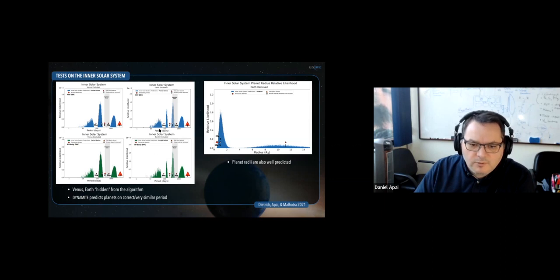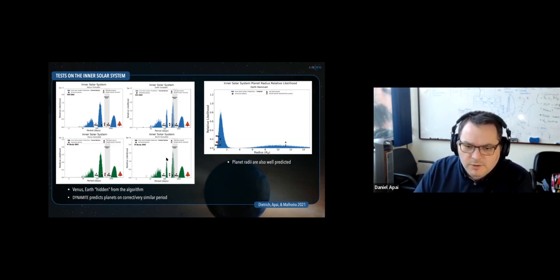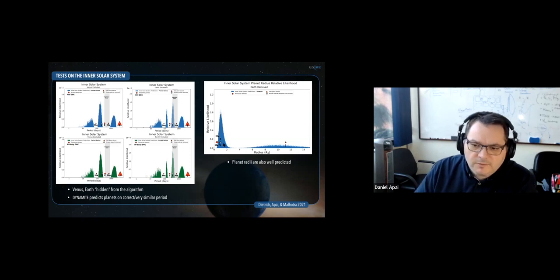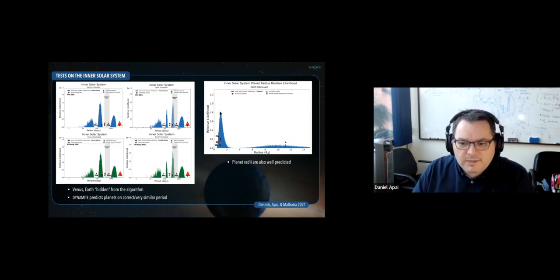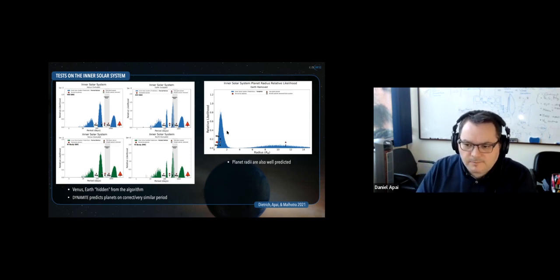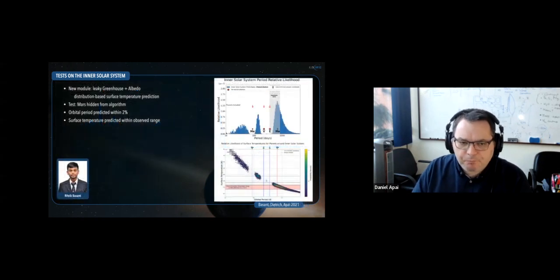These two colors stand for two different kinds of dynamical stability assessment that Jeremy compared, and they both have the same prediction. In both cases, whether we covered Earth or Venus and hid it from the algorithm, the predicted size peaks at basically the right location. So that was also very exciting. It works well for the inner solar system, and it works for multi-planet systems.